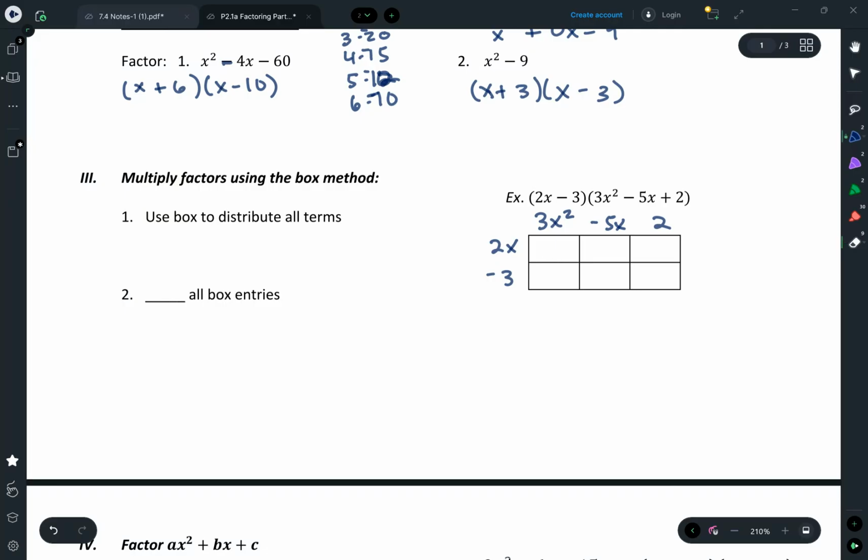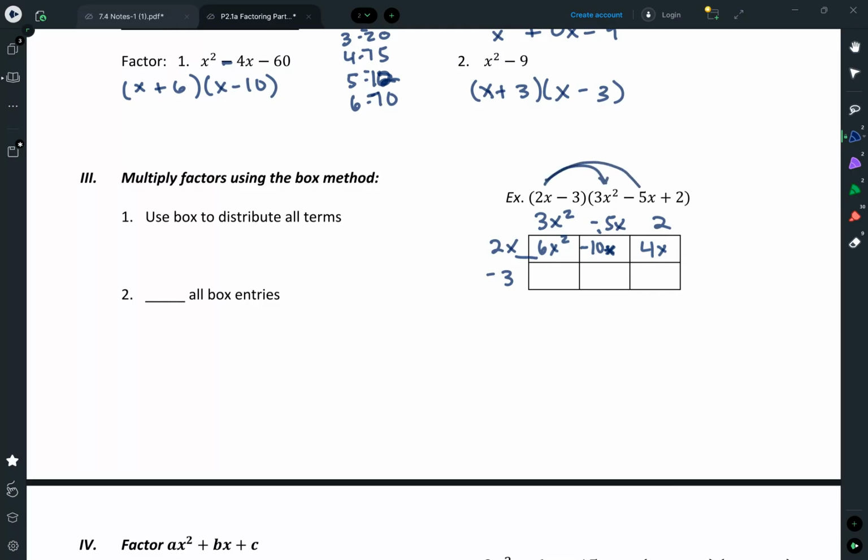And then I'm going to move over and do my next one. And so to get this one, I would have to multiply the 2x and the -5x. So that's going to be a -10x. And the next one is a 2x times 2 is a 4x. So it's kind of like I've taken the 2x and I've distributed it all the way through. That's basically what I've done.